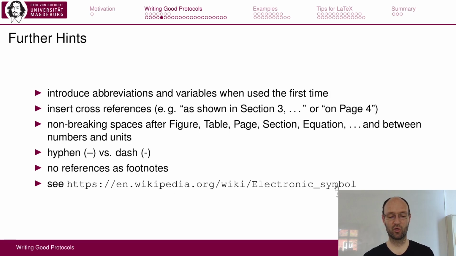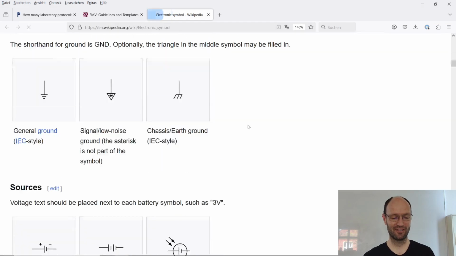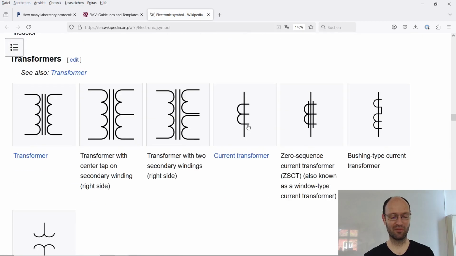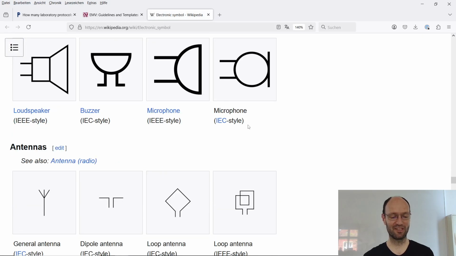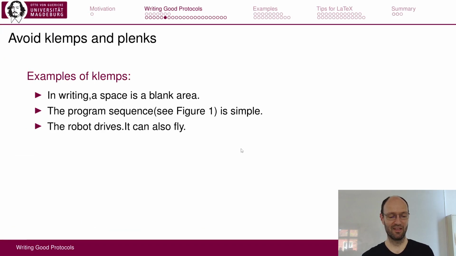And if you give circuit schematics, use the existing symbols. Don't invent your own ones, because this is confusing people. So there's a nice list of electronic symbols, I think, where they are all explained. So just stick to these standards that are given in different sources.